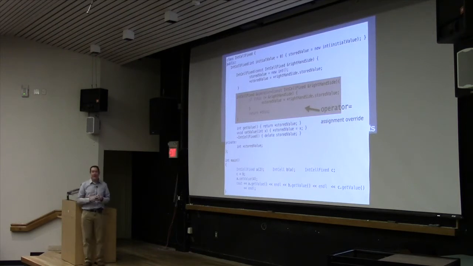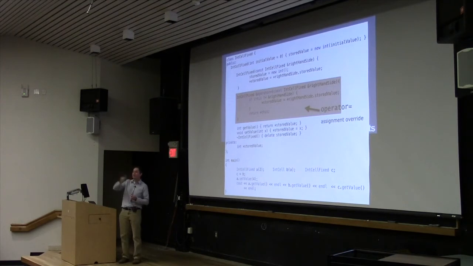Okay? The next line here is a little odd. The next line here says, if this is not equal to the right-hand side, and this means me, the one that I'm trying to create right now. The reason we do that is because it's basically saying, hey, if I'm trying to do something like A equals A, just return. Don't worry about it.